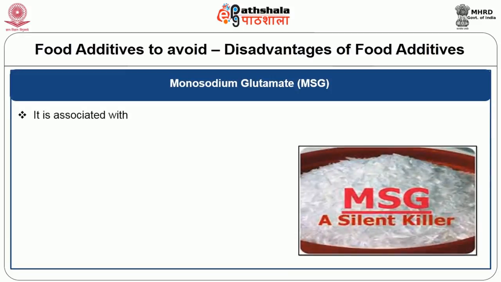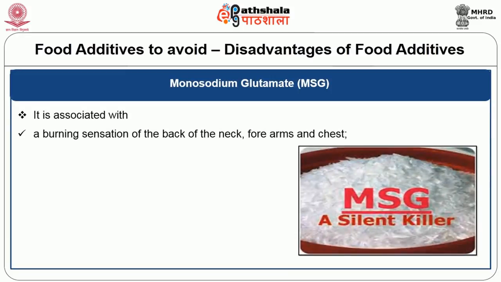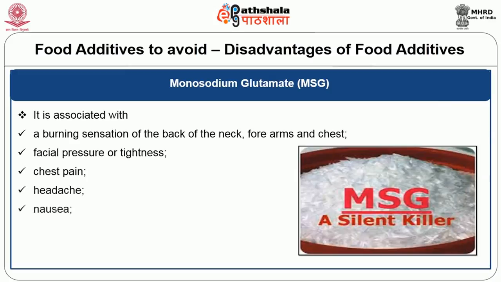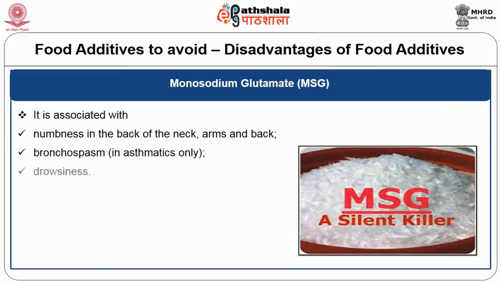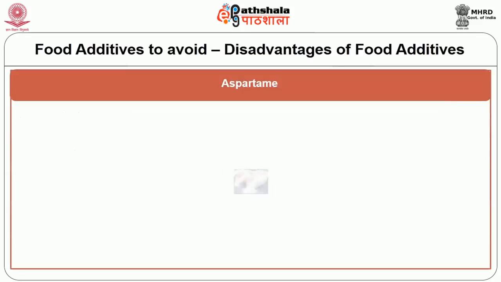Next is MSG. It is associated with a burning sensation of the back of the neck, forearms and chest, facial pressure, tinnitus, chest pain, headache, nausea, upper body tingling, weakness, palpitation, numbness in the back of the neck, arms and back, and drowsiness.